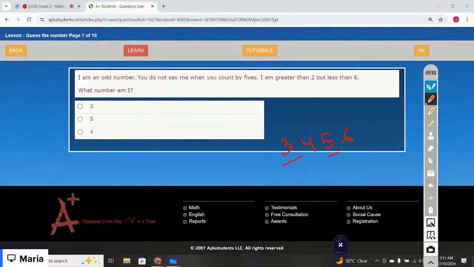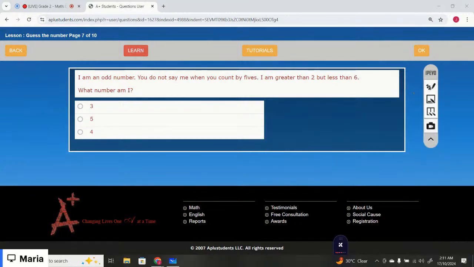But you do not say me when you count by fives, right? So that means the correct option is not 5. 4 is not an odd number. 3 is an odd number. The correct option is 3. So option number 1 is the correct option. That is 3. Okay, you can complete the lesson by yourself later today.